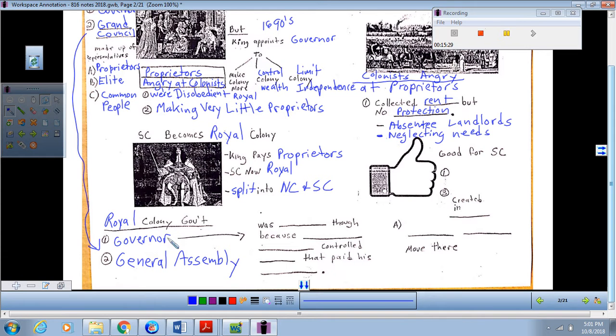Now, back to that part about the royal governor, the king's man. He did not have that much power because the General Assembly, which was made up of South Carolina people, had control over him because they pretty much had control of his salary. Because the General Assembly controlled taxes that paid the governor's salary.